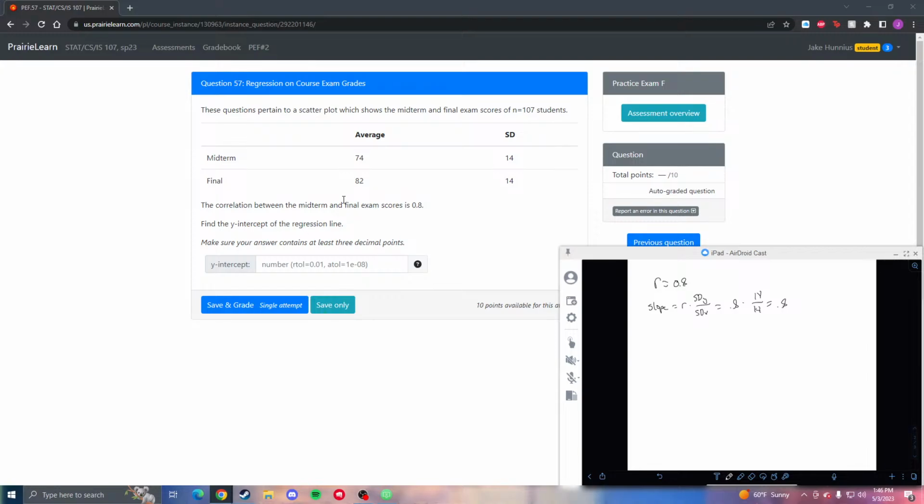Yeah, can you type in what it says right here so I can find that question at the top? Like here it says question 57, regression on course exam grades. Can you type what it says after the question number?